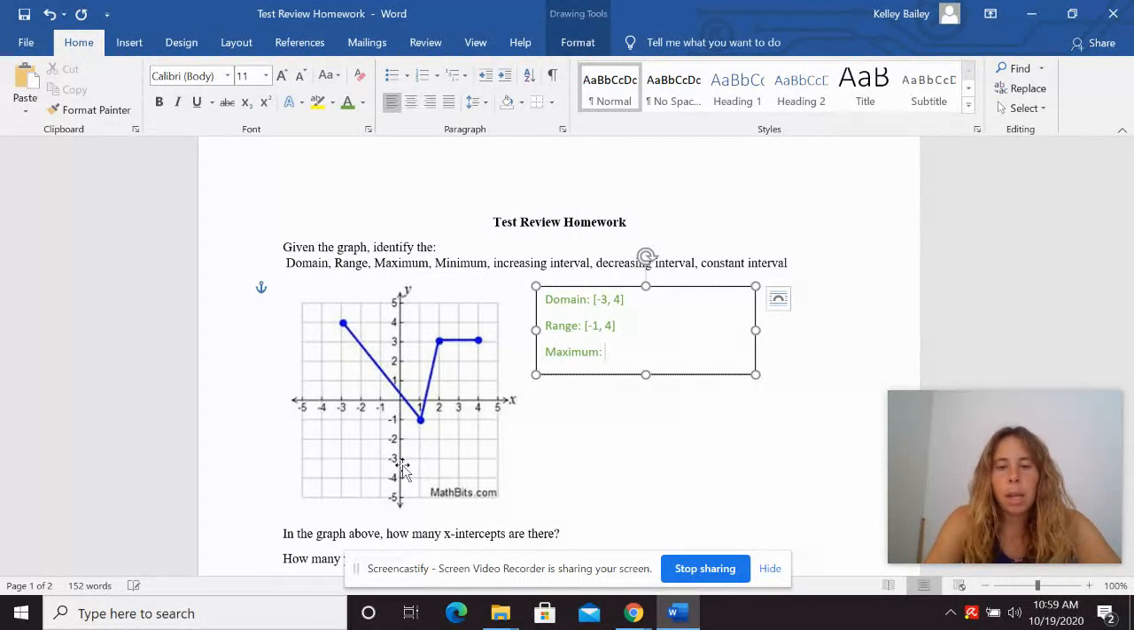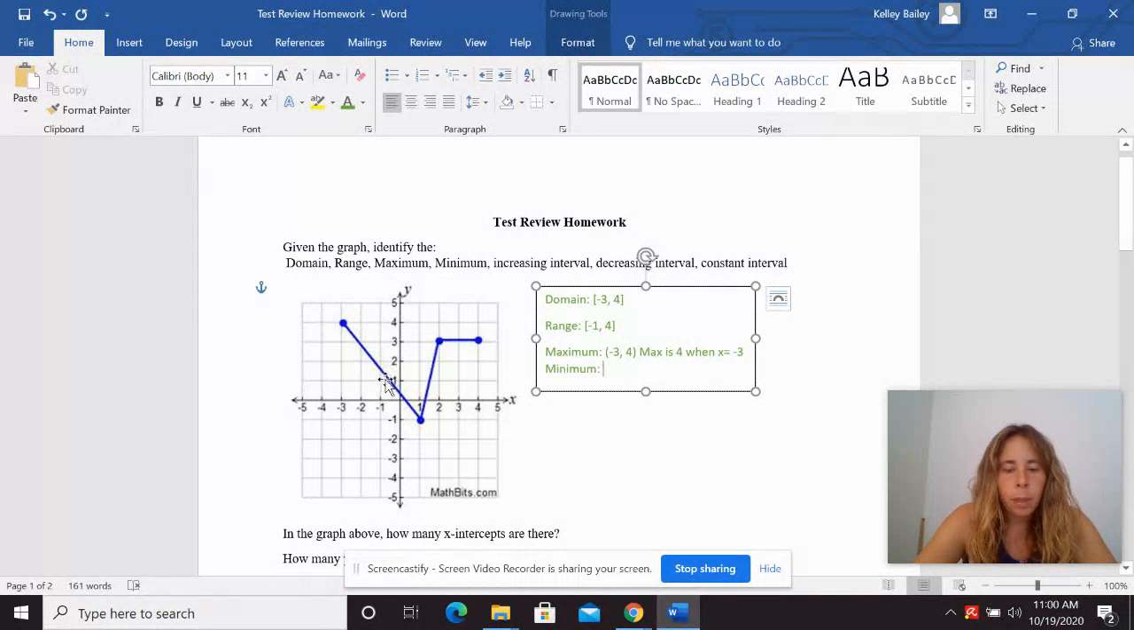Maximum and minimum, you're focused on y values. What's the highest point on your graph? My highest point is right here. You can either write it as a point. The point is -3, 4. Or you can say max is 4, when x equals -3.